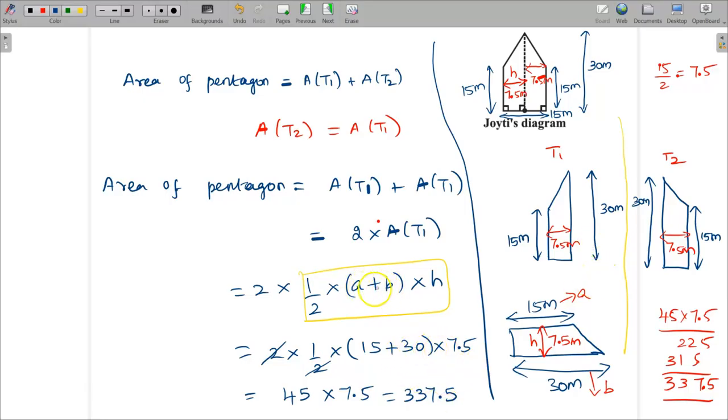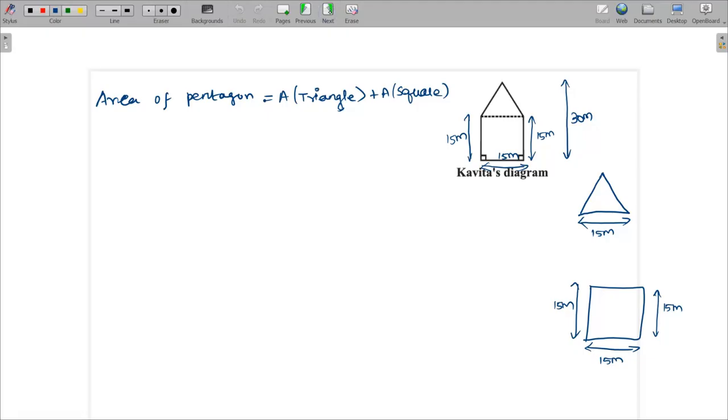And then the measurement it is in meters. So this is in meter, height also in meter. So meter into meter it is meter square. So the area of the pentagon according to Jyoti's diagram it is 337.5 meter square. So coming to the second part, that is Kavita's diagram. So Kavita is viewing the pentagon in the form of a triangle and then a square.